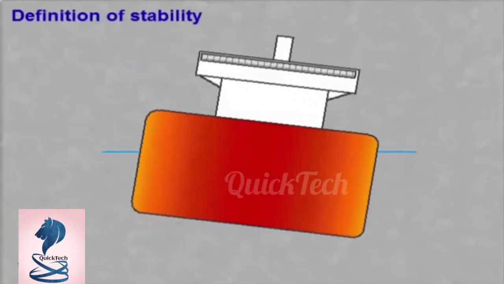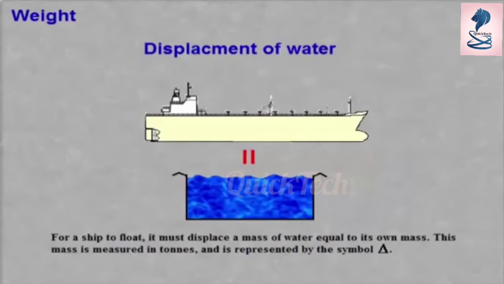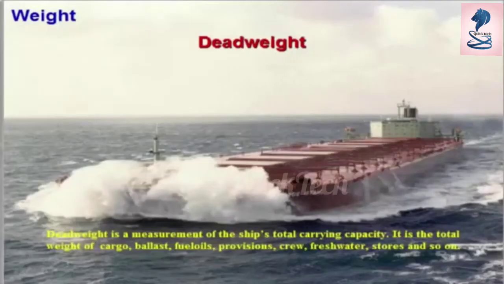Stability is the vessel's ability to return to an upright position after being heeled by an external force. For a ship to float, it must displace a mass of water equal to its own mass. Deadweight is a measurement of the ship's total carrying capacity. It is the total weight of cargo, fuel oils, provisions, crew, fresh water, stores, and so on.